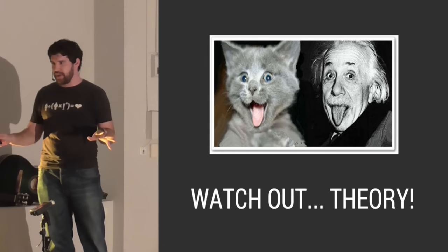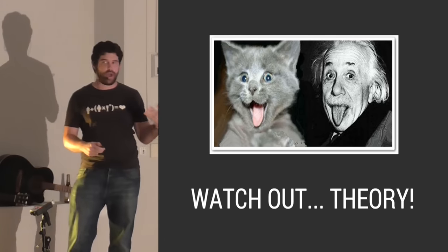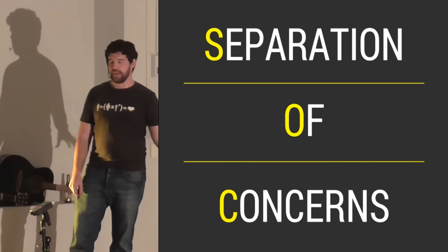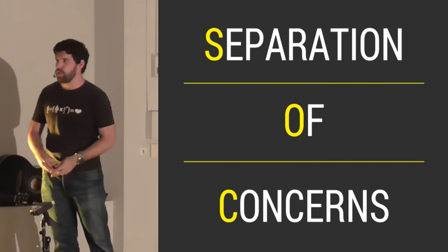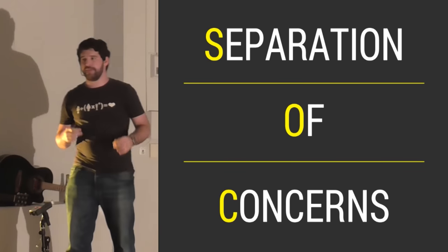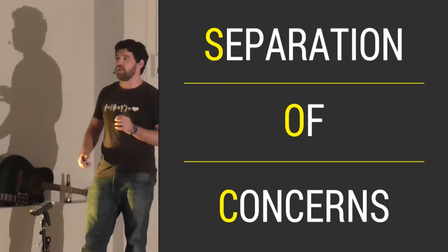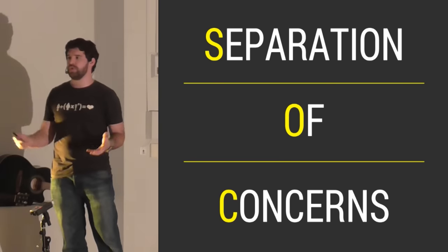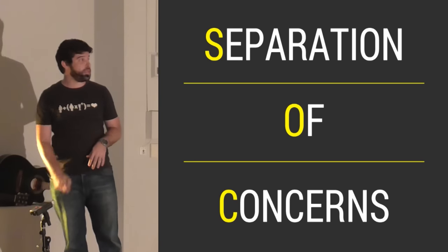Watch out, theory. Now we're getting into the why use it. Main thing: separation of concern. Who heard about this term here? Okay, it's like a wave in soccer. So separation of concern is a very, very important concept to understand when working in a modular application. What does it mean?